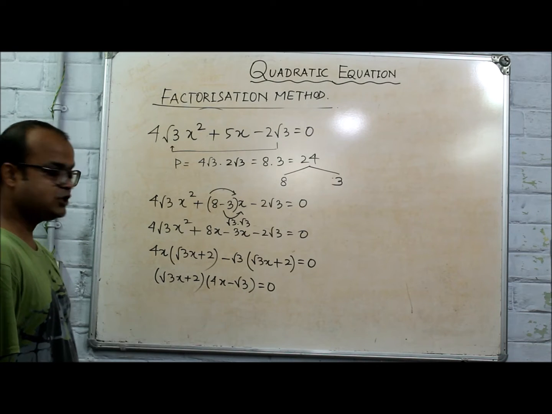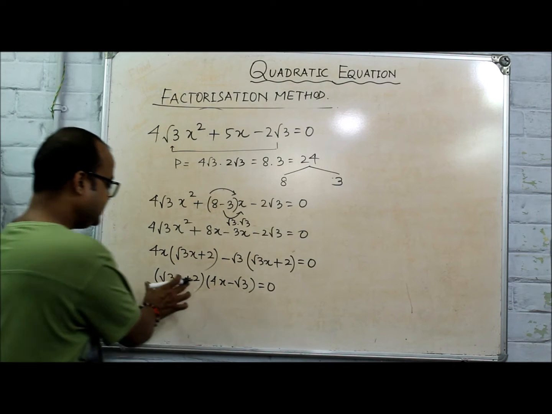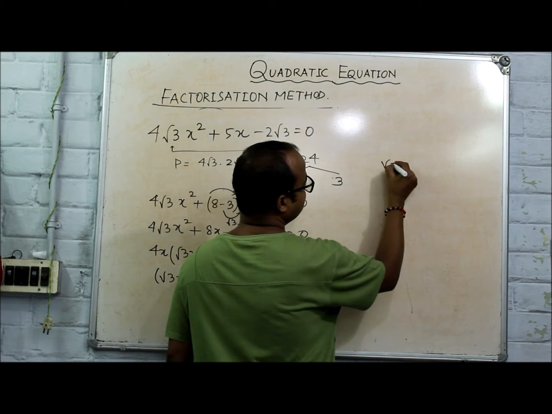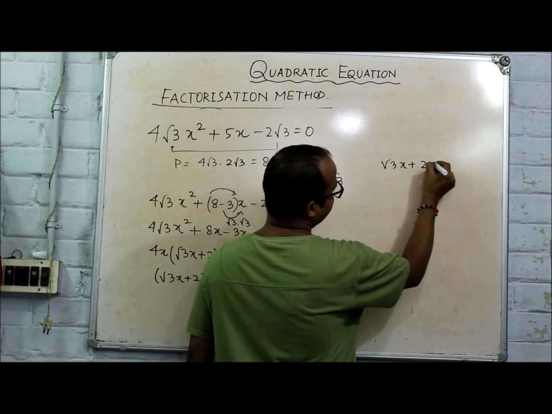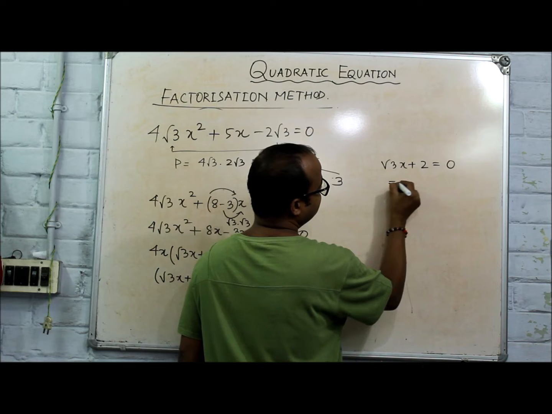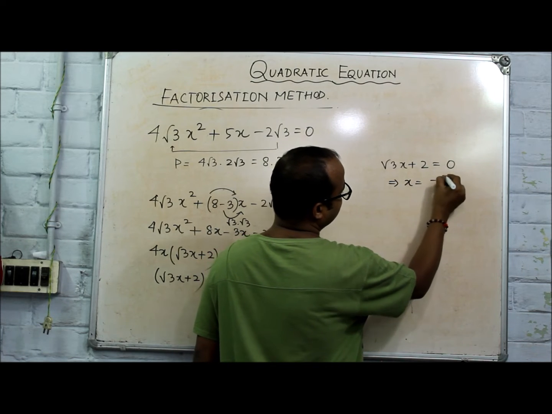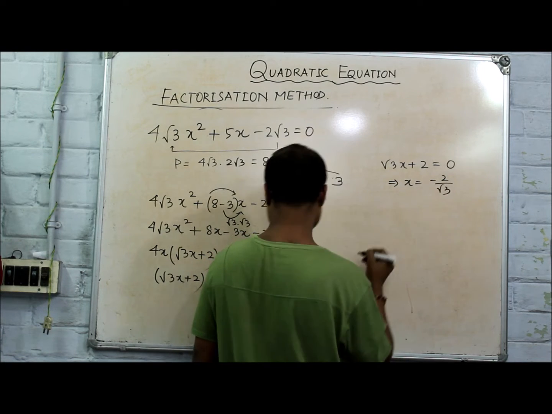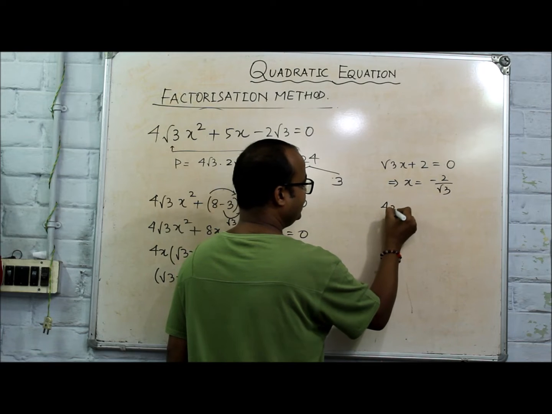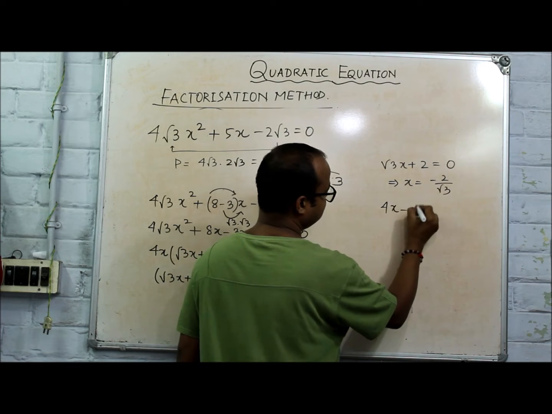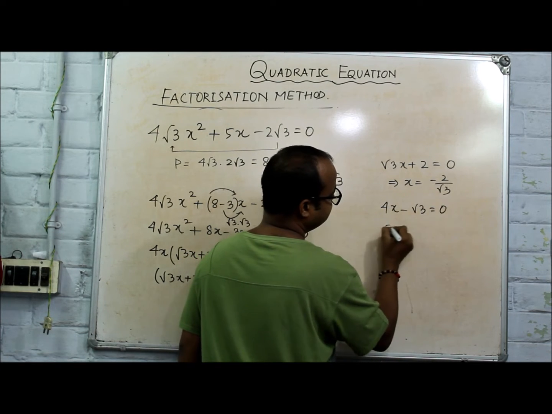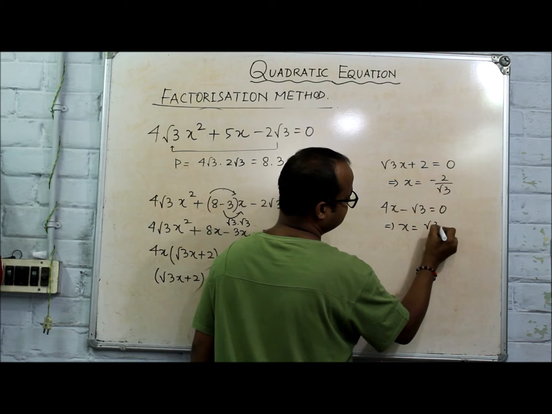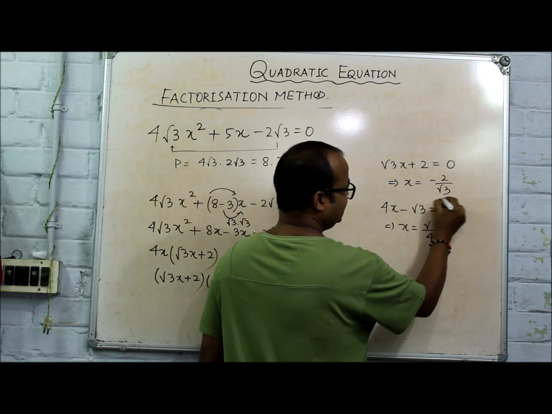Now product is equal to 0. So we can say either of them will be equal to 0. So root 3x plus 2 is equal to 0. It implies x is equal to minus 2 by root 3. And 4x minus root 3 is equal to 0. It implies x is equal to root 3 by 4.